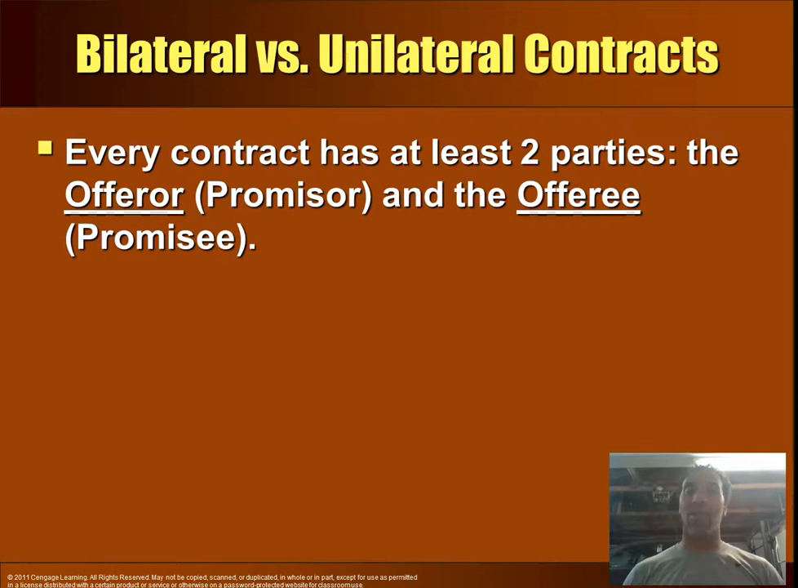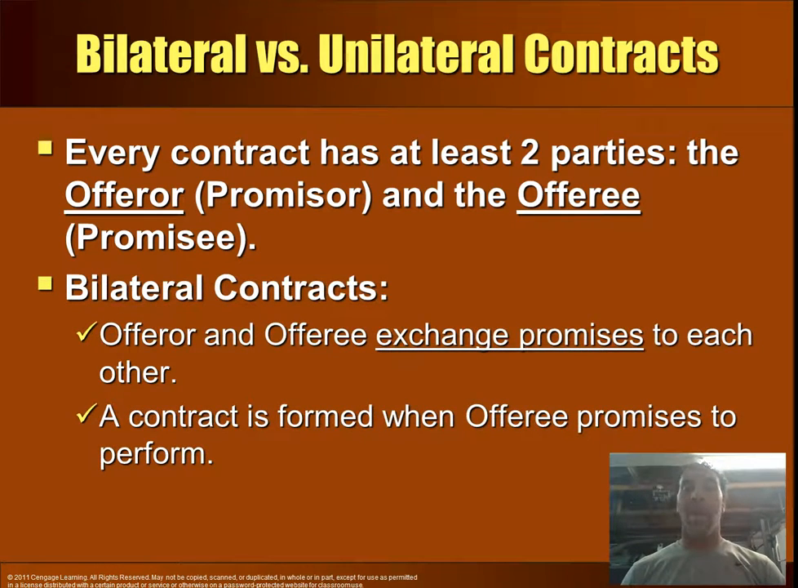So bilateral versus unilateral contract: every contract has at least two parties: the offeror, the promisor; and the offeree, the promisee. Bilateral contracts: the offeror and the offeree exchange promises to each other, right? So they both exchange promises. I promise to do this, you promise to do that. A contract is formed when the offeree promises to perform, because it comes from the offeror first, and then the offeree has to accept.